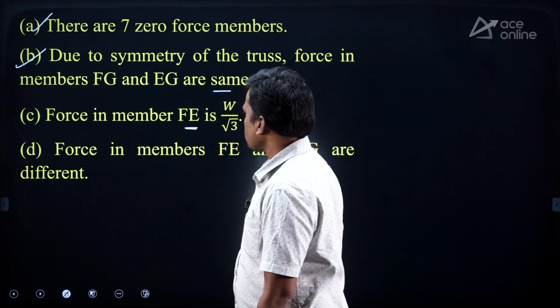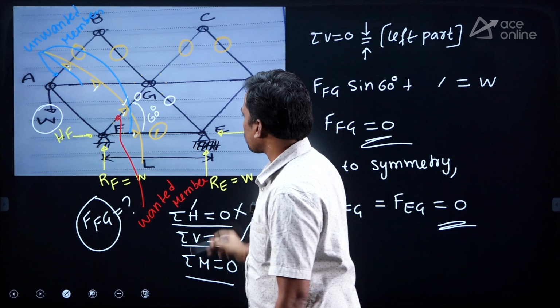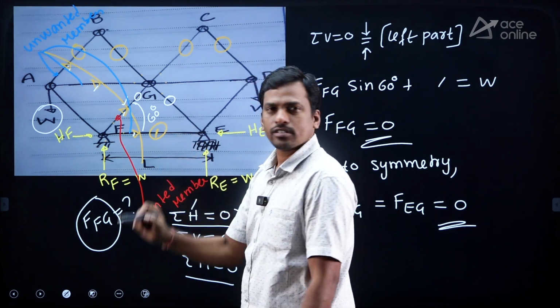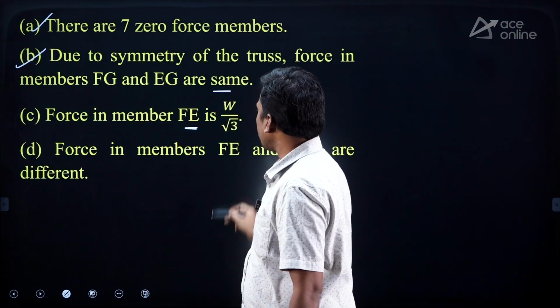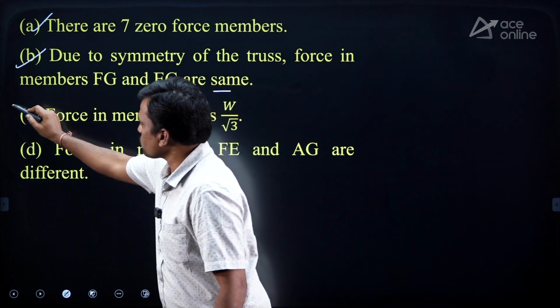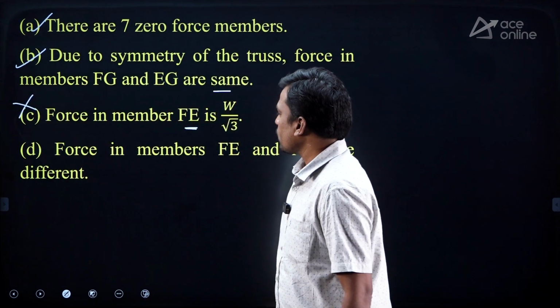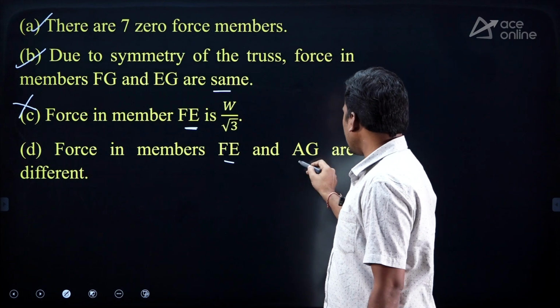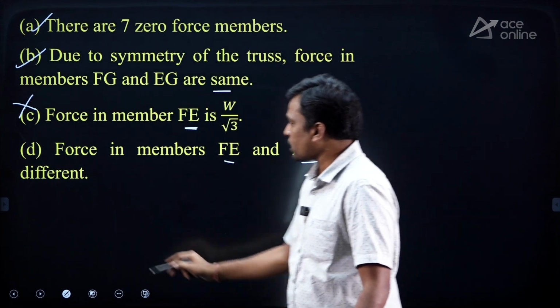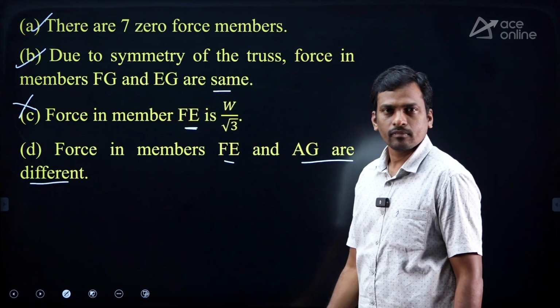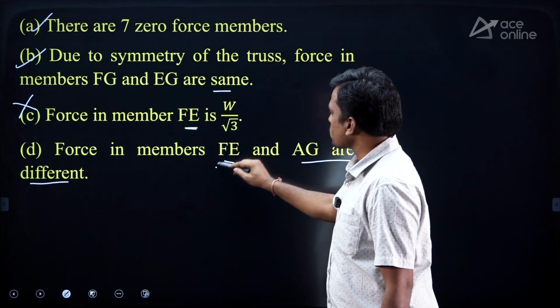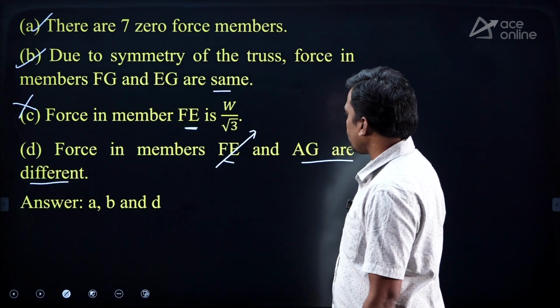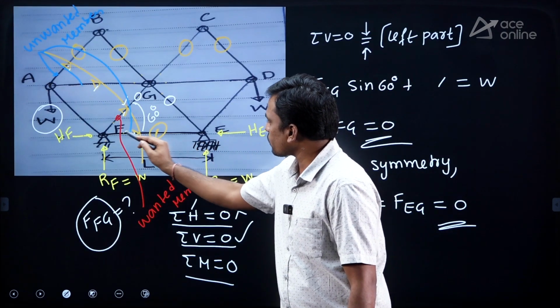So students, what is the force in member FE we got? FE we got 0, right? Okay, but what is given? W by root 3. So this is wrong. Then force in members FE and AG are same. AG are given different. Okay, so we already calculated force in member FE, right? What is the force in member FE we got?